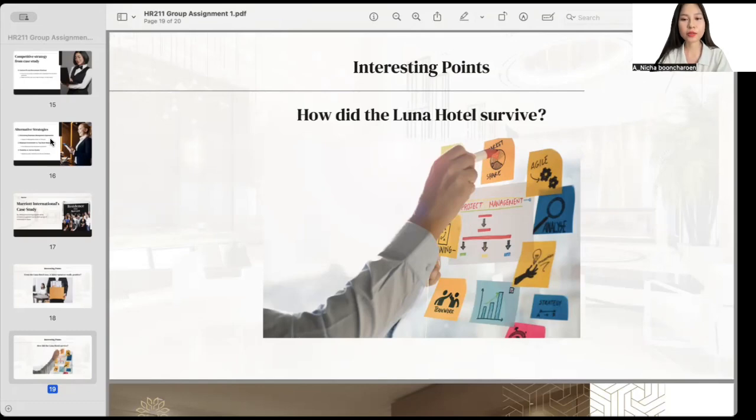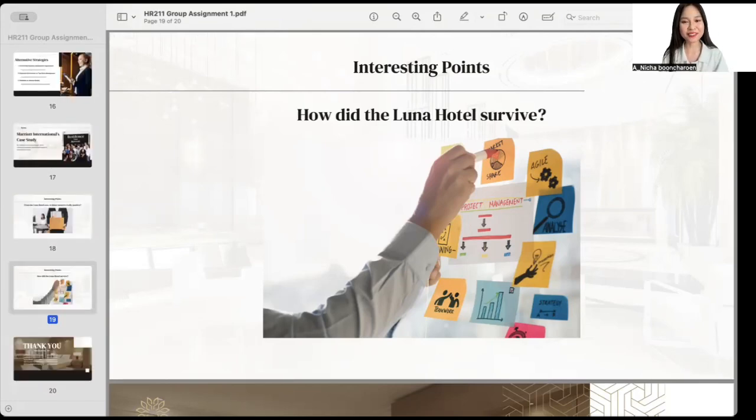Because at the end, the most important thing about HRM is that you will get the results through people. But I also want to add on, you don't only get results through people, but also through the right people. So choose your people wisely. Or maybe choose your manager wisely. That's it for our Mercury and Luna Hotel case. I hope you guys enjoy the video and gain more knowledge about HRM.